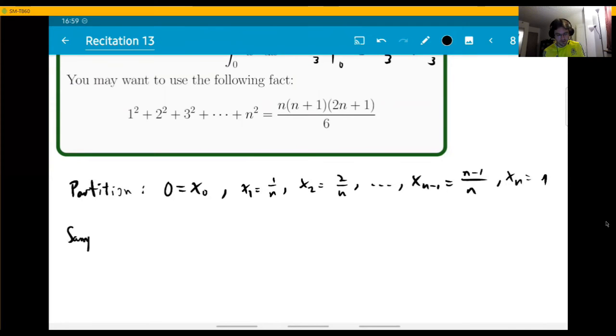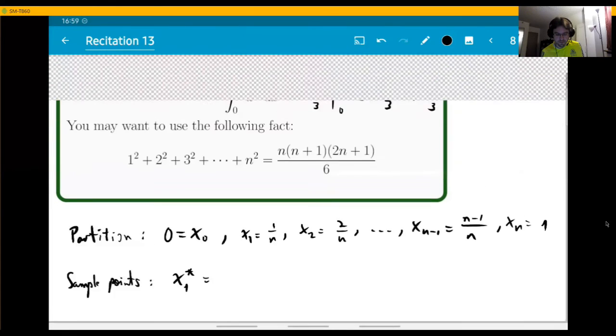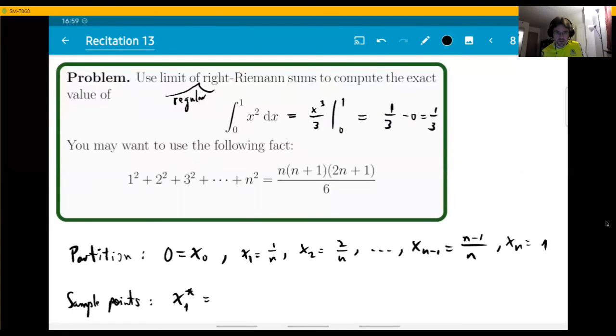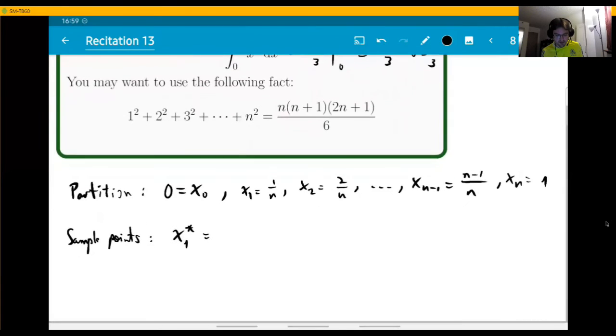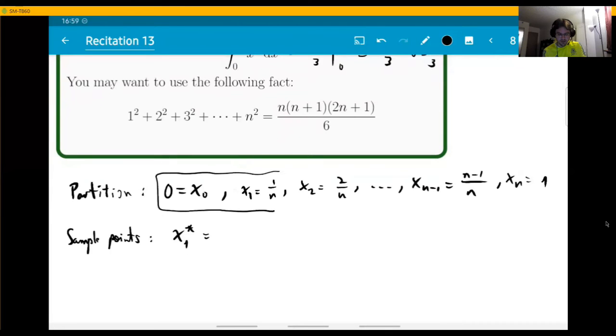Sample points. The points to be selected in each sub-interval. Once again, this is a right Riemann sum. They specifically asked about right. This really doesn't matter when you do the calculation, but they're asking for right. So the first point is between the first 2 points in the partition, you're going to select the right endpoint, 1 over n, and just follow through with this.